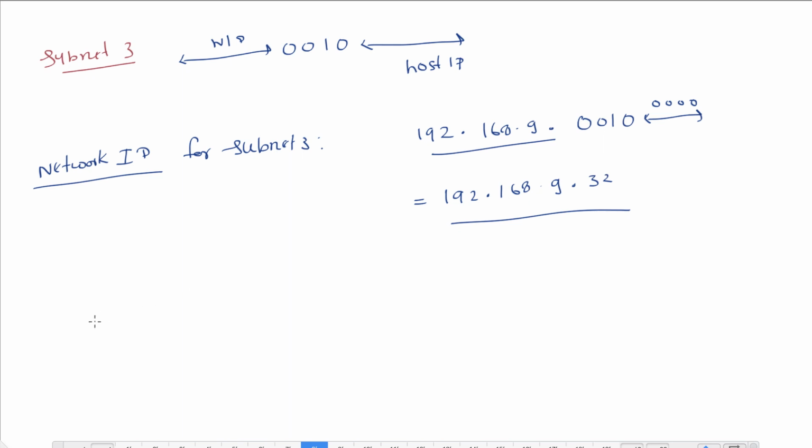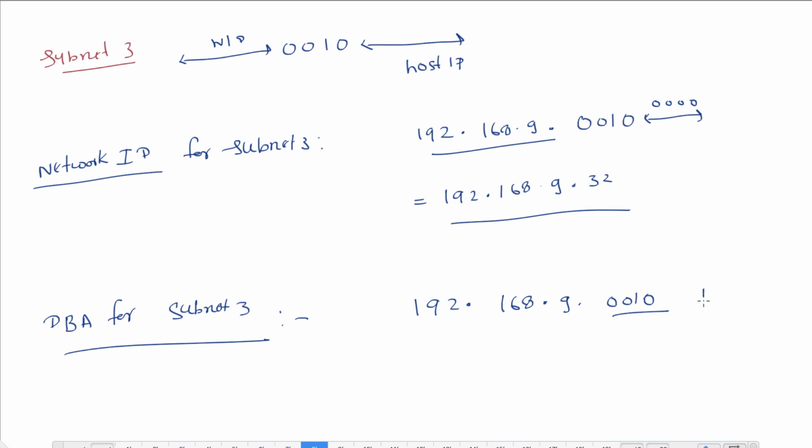What about the directed broadcast address? It will be the directed broadcast address for subnet 3. It will be 192.168.9.0010. This is fixed. Now you can take 1111 here, which means this is 15 and this is 32. So 32 plus 15, it will be 47. So it is 192.168.9.47. This will be the directed broadcast address for subnet 3.